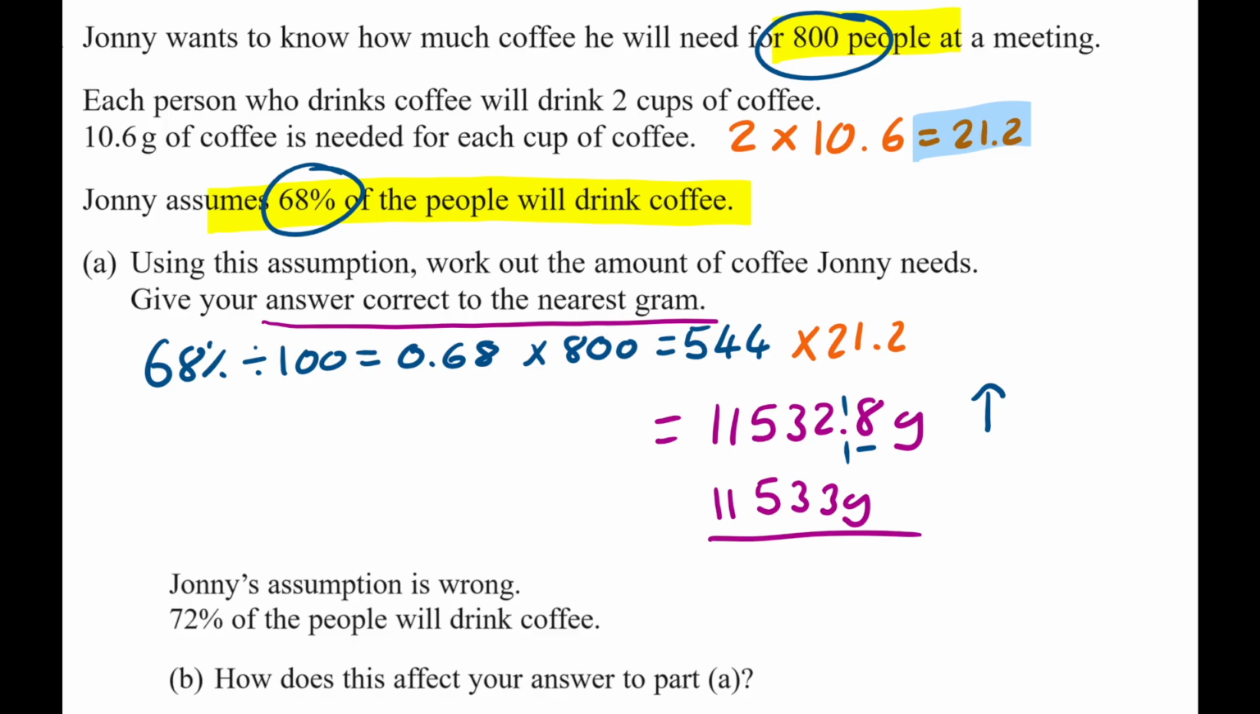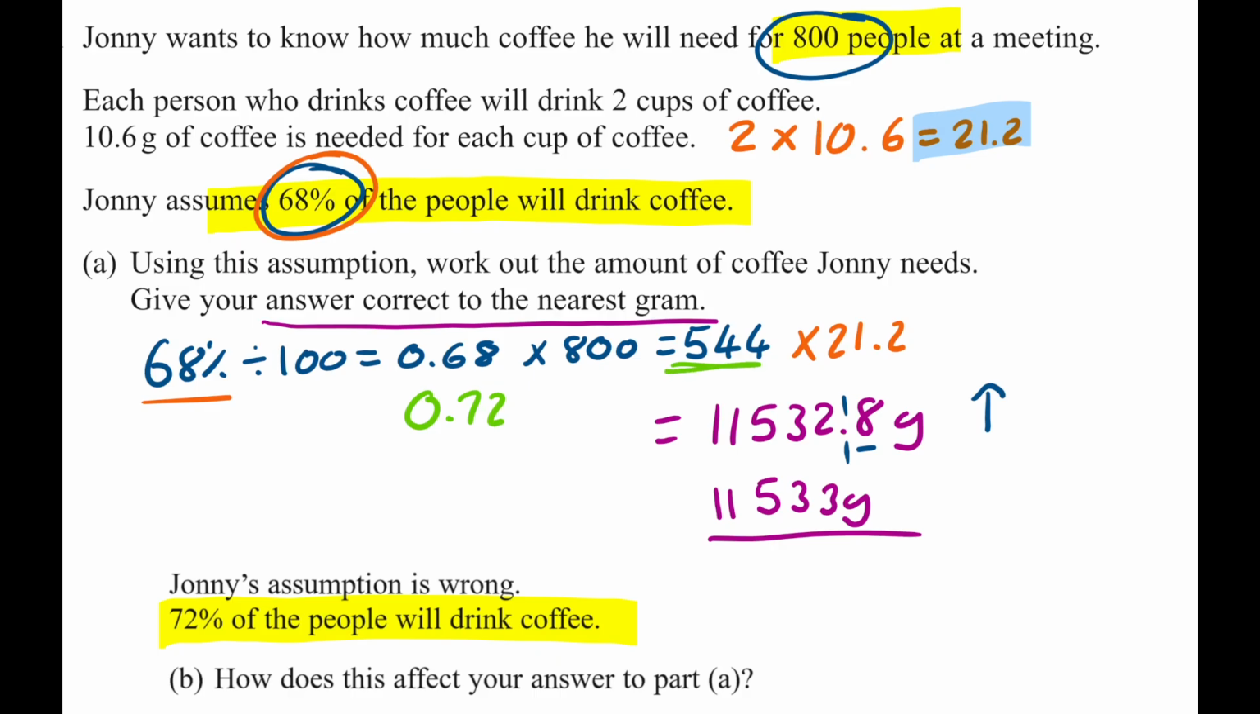Part B of this question then goes on to this. So Johnny's assumption is wrong. 72% of people will drink coffee, and this is 72% compared to the 68% that we assumed originally drank coffee. How does this affect your answer for part A? So rather than doing the 68%, we would then do the 72%, which is actually then 0.72.